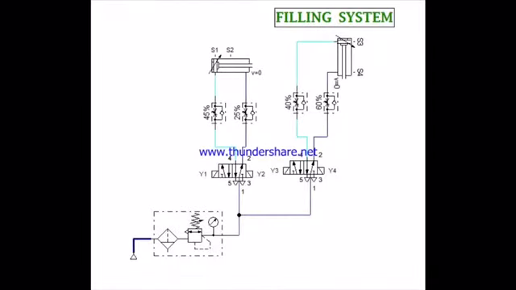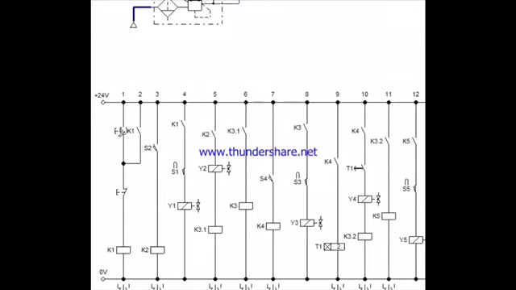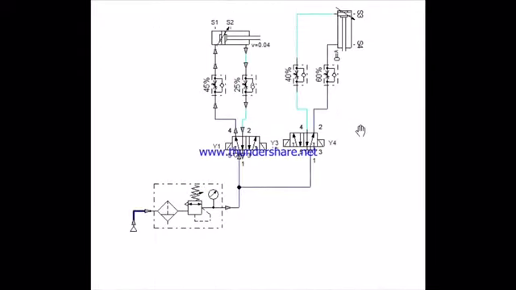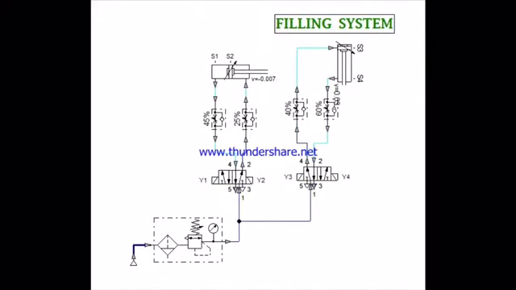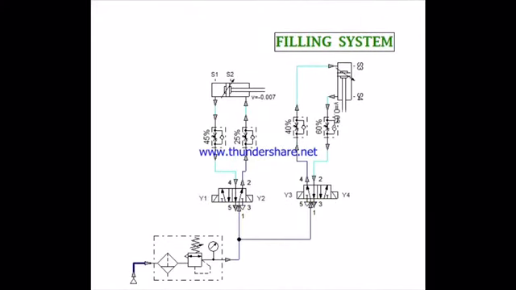System, we have four main processes, which are filling, capping, labeling and transportation. The first process in this system is filling. When the push button is pressed, the cylinder actuated from S1 to S2.